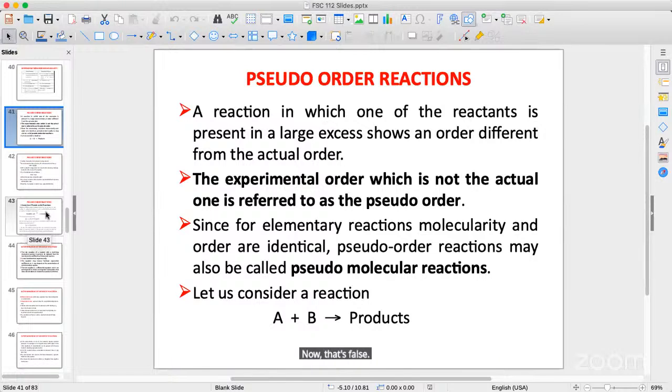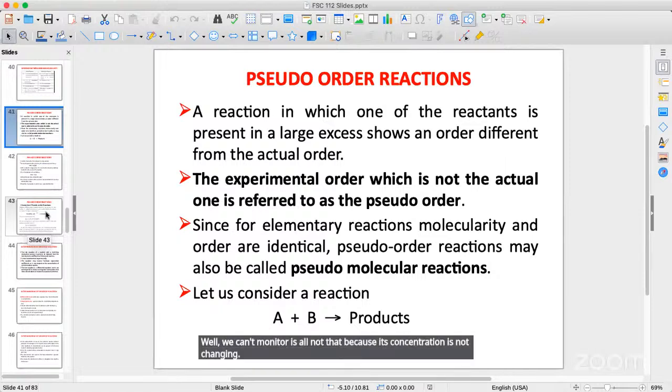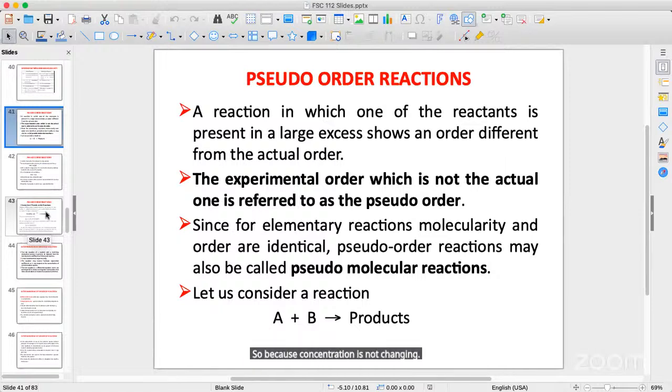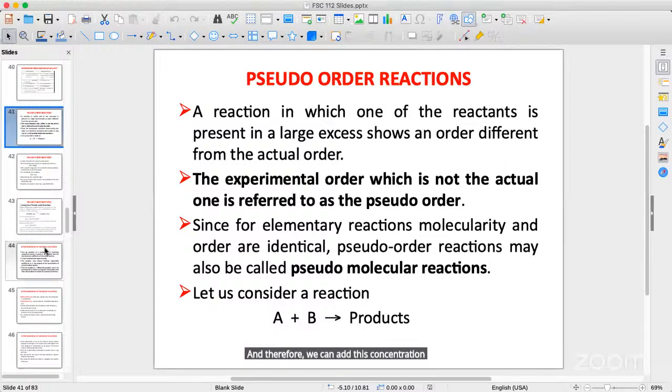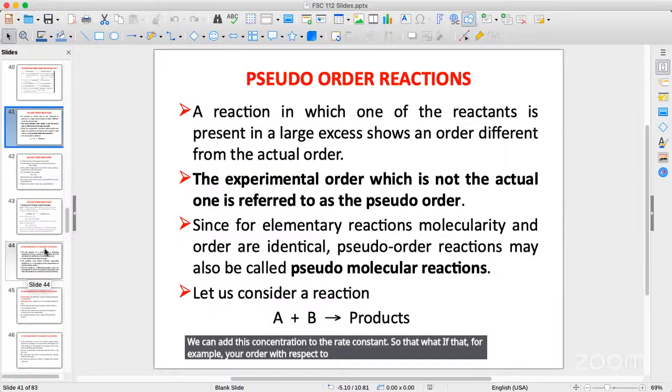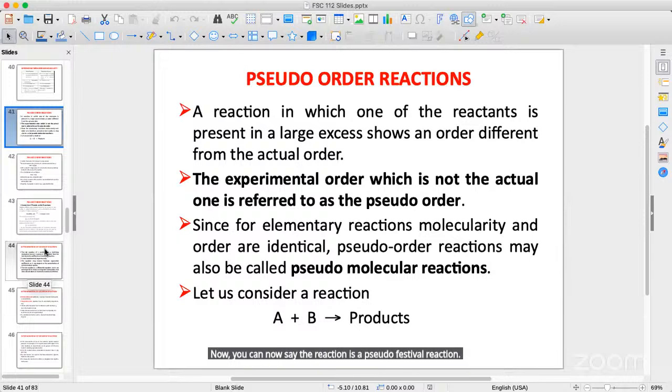False in the sense that there is a B who also has his own order. But we can't monitor his order because his concentration is not changing. Because his concentration is not changing, we assume it is constant, and therefore we can add his concentration to the rate constant. So if your order with respect to A in the course of that reaction is first order, you can now say the reaction is a pseudo first order reaction. Pseudo because we ignore the order of B.